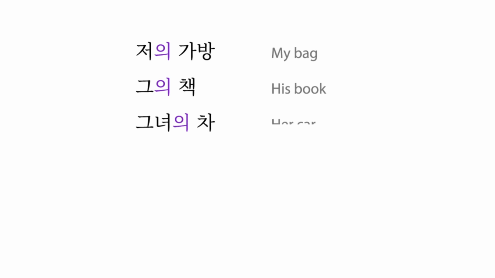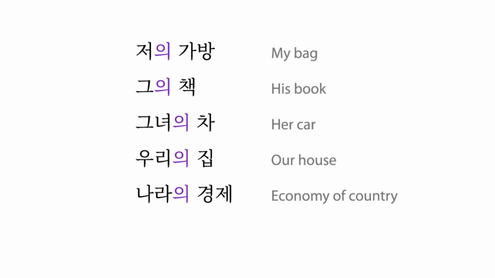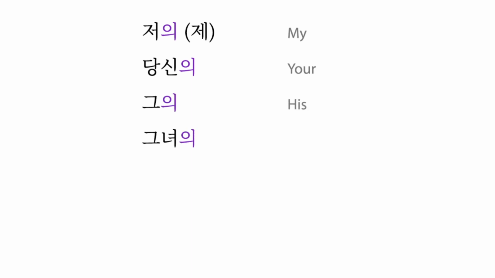Possession. You can add 의 after a noun or a pronoun to express possession. For example, 저의 가방, 그의 책, 그녀의 차, 우리의 집, 나라의 경제, 지구의 역사. 저의, 당신의, 그의, 그녀의, 우리의, 그들의.